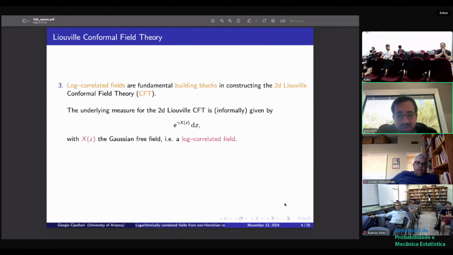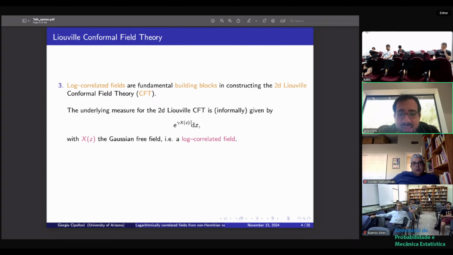So let me very informally write down how this measure looks for the Liouville CFT, which is basically the exponential of the Gaussian free field. Gamma is a coupling constant. You can think of it as a positive number. It doesn't have to be too big, but let me not go into that.